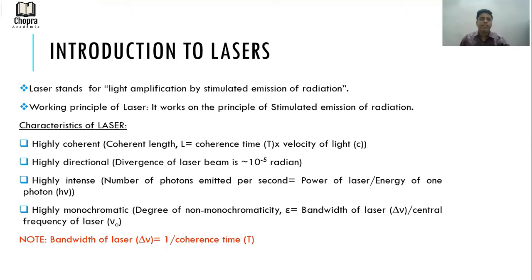We also have a formula called the degree of non-monochromaticity, given as epsilon, which is equal to the bandwidth of the laser, that is delta nu, divided by the central frequency of the laser, nu naught. The central frequency can be calculated from the wavelength of the laser. Also, the bandwidth of the laser is equal to 1 by the coherence time. Bandwidth units are in hertz.